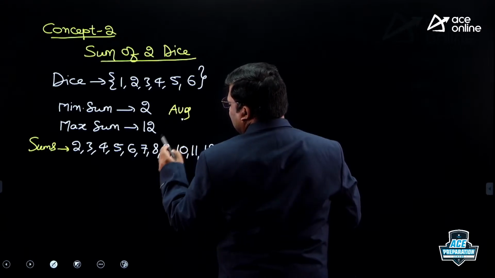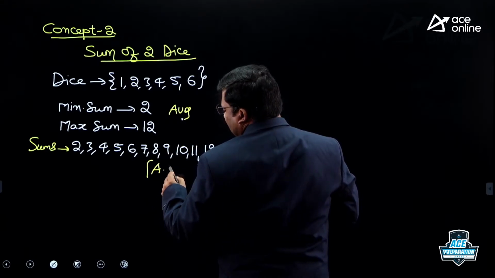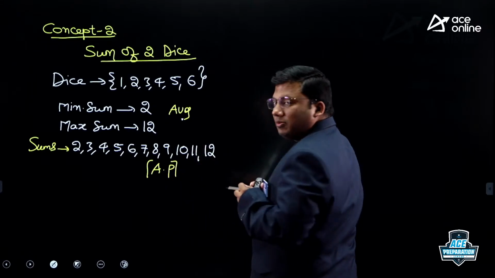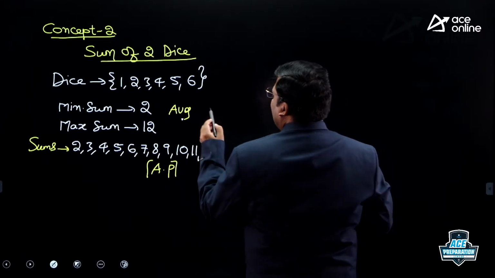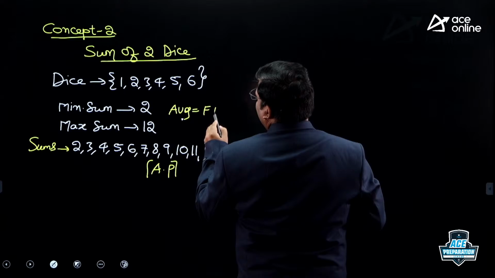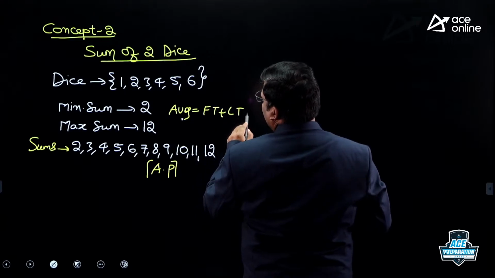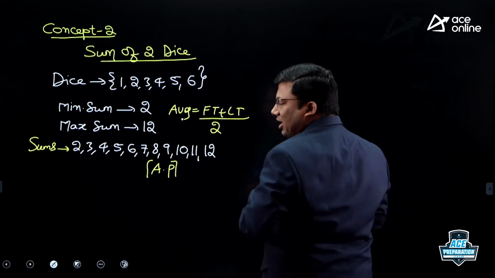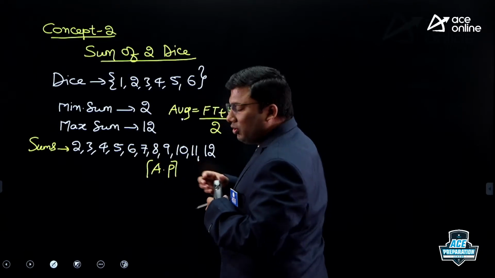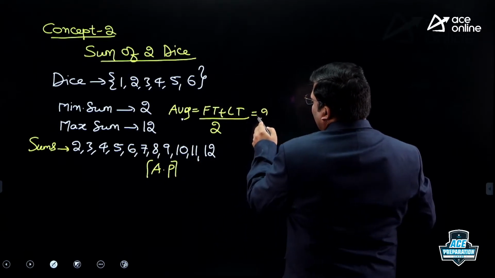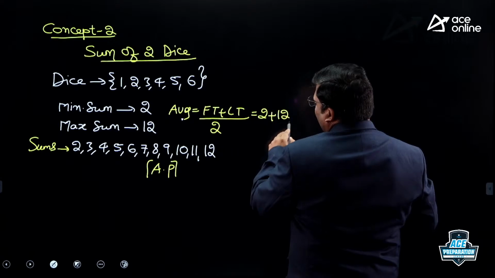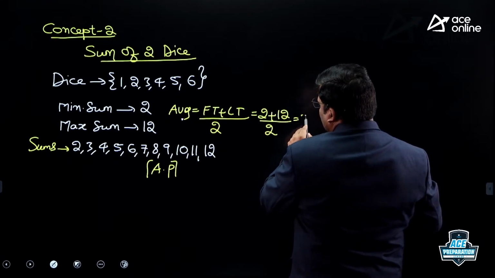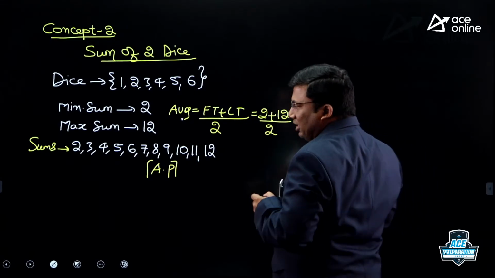This series is in arithmetic progression. Average in arithmetic progression is first term plus last term by 2. First value 2, last value 12. 2 plus 12 by 2, 14 by 2. It is 7.